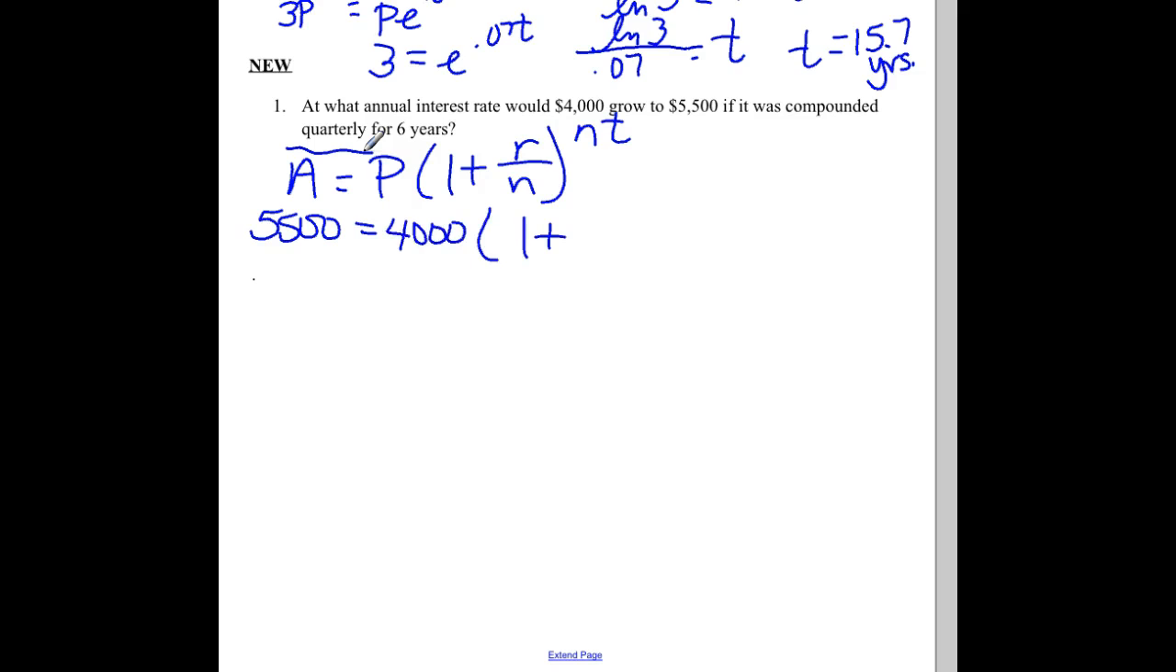Do we know r? Okay. Do we know n? What's n? Compounded quarterly would be 4? 4 times a year? All right. And then here we have 4 times 6 for 6 years. Okay. So what can we do to simplify this?